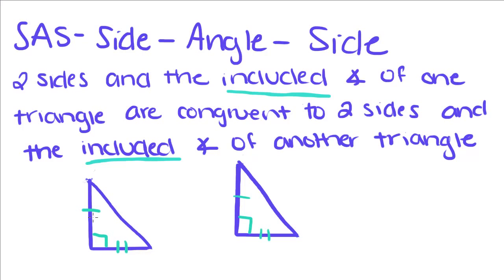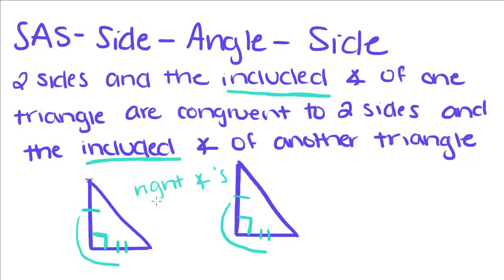So for these two triangles, I know that this side is equal to this side, congruent to this side, and I know that this angle, which is between these two sides, and this angle between these two sides are both right angles. They don't have to be right angles, like if you were trying to prove other triangles were congruent and you just knew that their angles were equal.